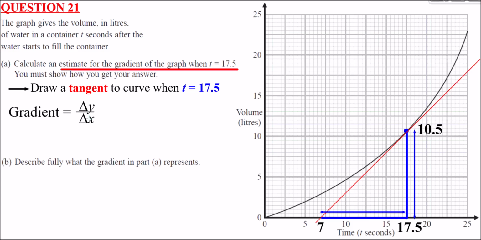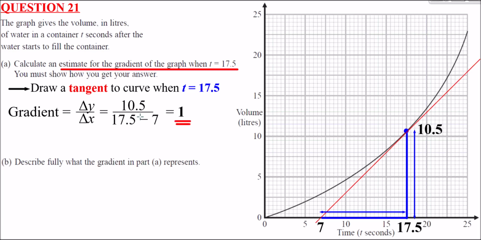Gradient is change in y over change in x. So we've gone 10.5 up, that's the change in y, and the change in x is the difference between 17.5 and 7. 17.5 take away 7 is 10.5. So weirdly, I get 10.5 divided by 10.5. Mine strangely gives me exactly 1.